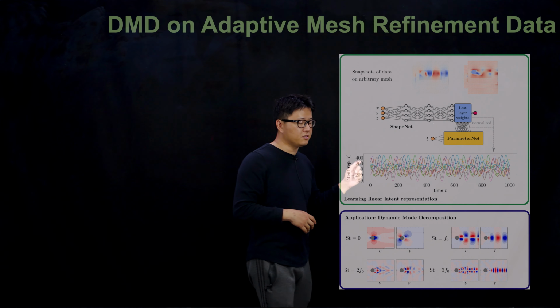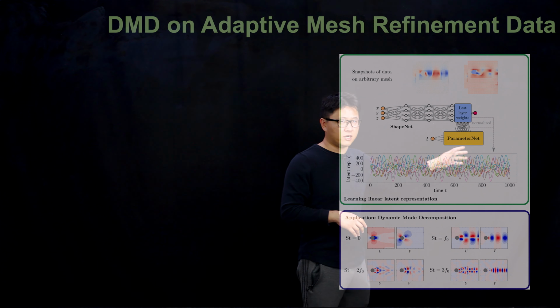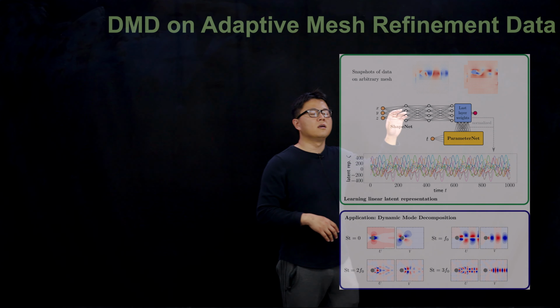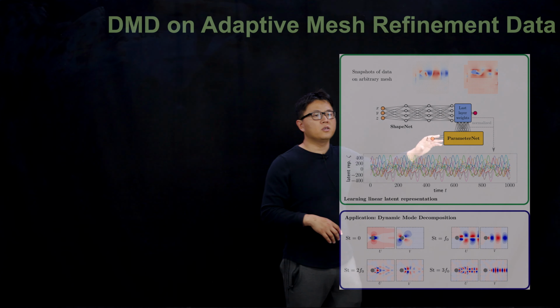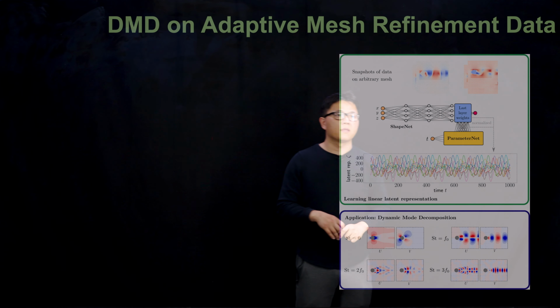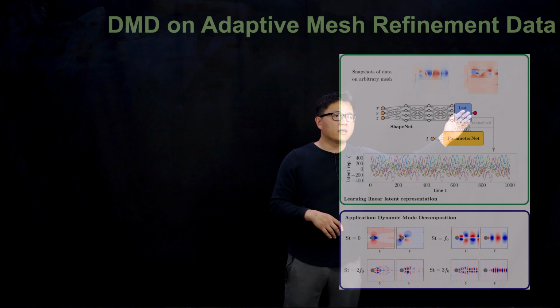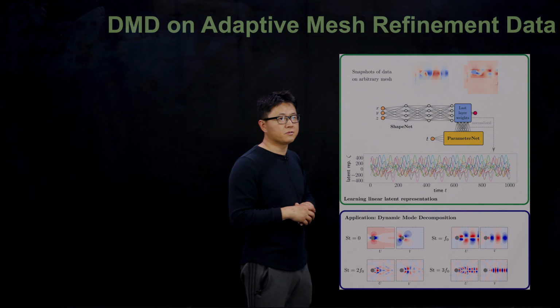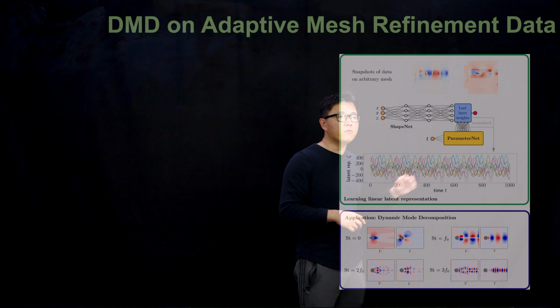In this case, we modify the NIF structure a little bit. Instead of using the parameter net to fit the entire shape net, I use the parameter net to connect only to the last layer of the shape net. Every single layer before the last layer in the shape net will be freely trainable model parameters. Then we train this network.